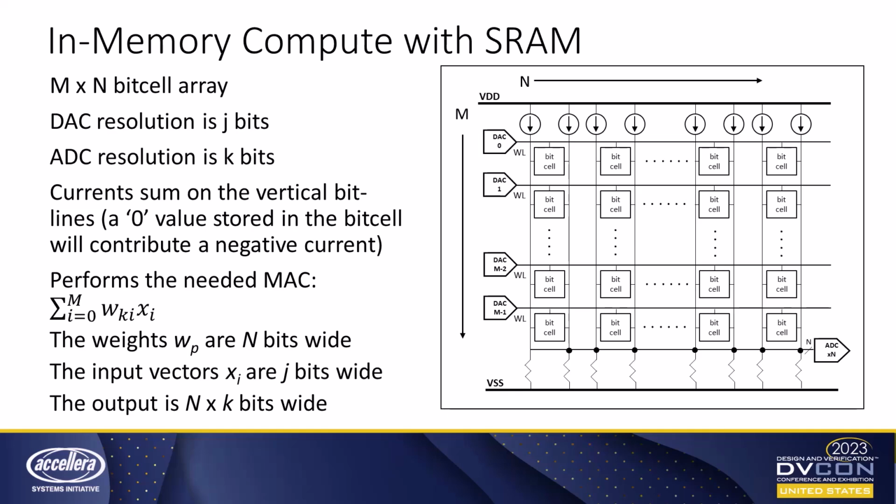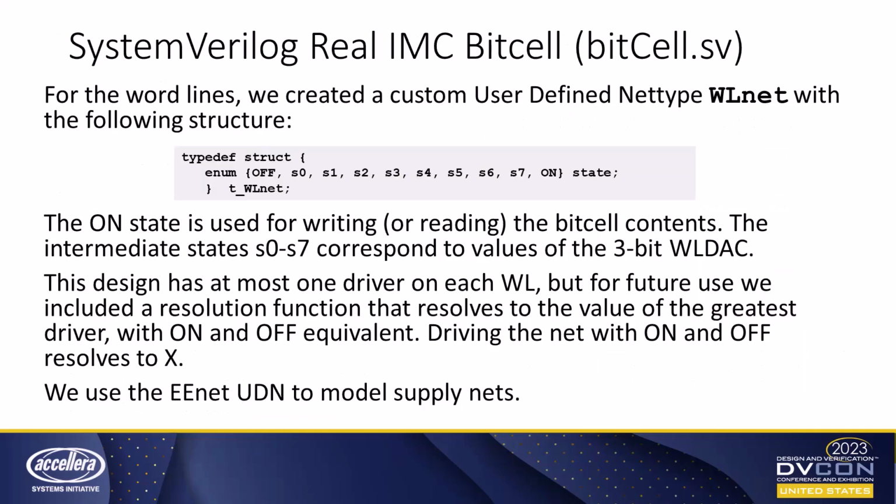So we're going to build a SystemVerilog real number model for this subsystem. We're going to make use of SystemVerilog's concept of user-defined nets. We'll be using an electrical equivalent net to model the bit lines, which we'll describe a little bit later. But first, we need a way to model that word line. And we're going to do it with a custom-built user-defined net type that is going to be a structure that just has one enumerated value.